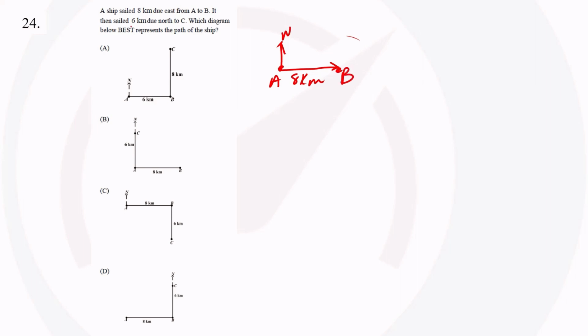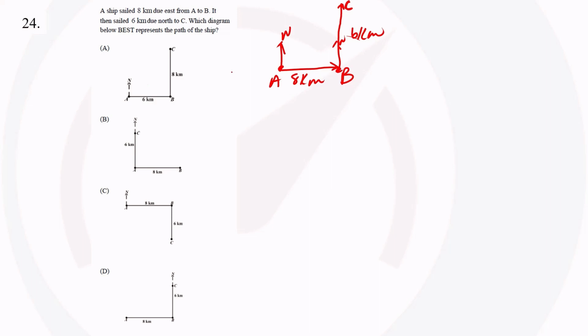It then sailed 6 kilometers due north to C. So we have a north line here again, and then to C. So here will be our C. And it will be 6 kilometers. So therefore, which diagram below best represents the path the ship takes?